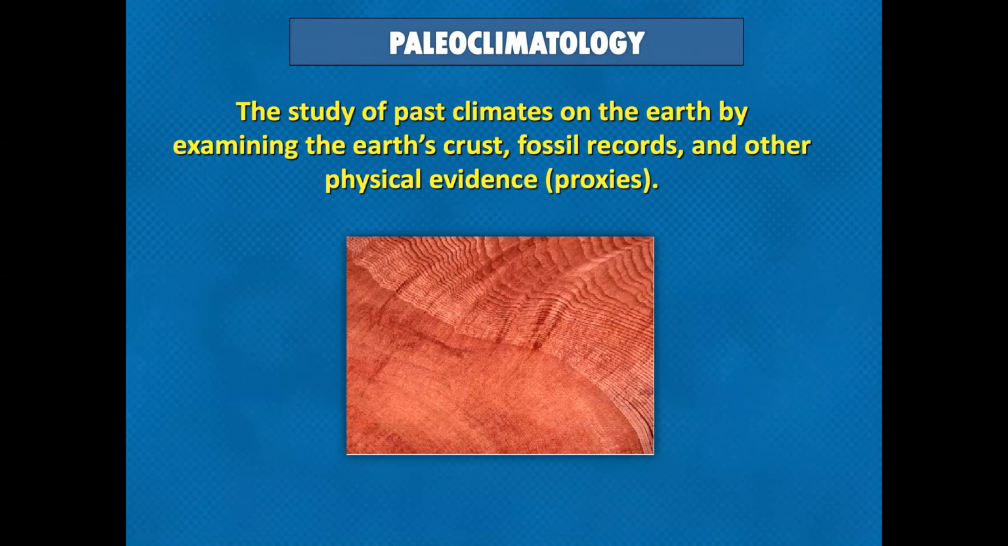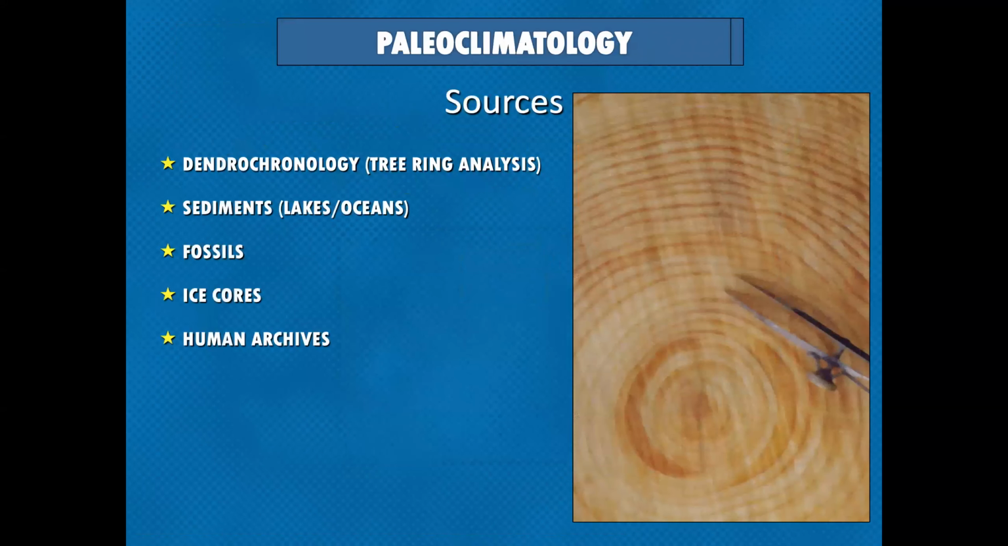Paleoclimate is the study of past climates using fossil records or other physical evidence as a proxy. Get it? An approximation. So you don't have data that goes back 5,000 years or 10,000 years. So you have to use usually things like ice records or fossils or sediment at the bottom of lakes and oceans, or even human archives as far as you go back.